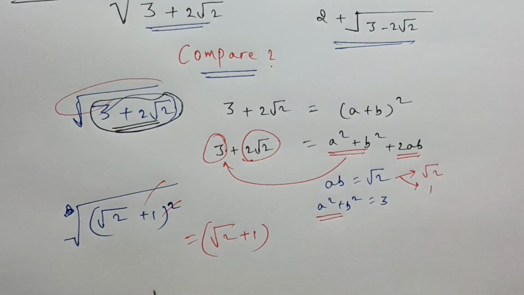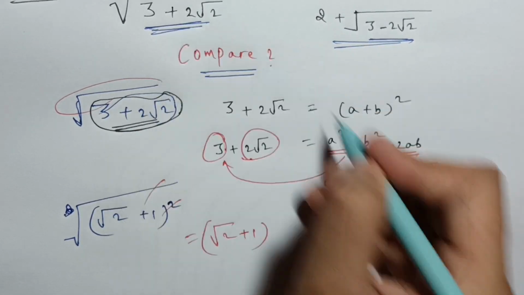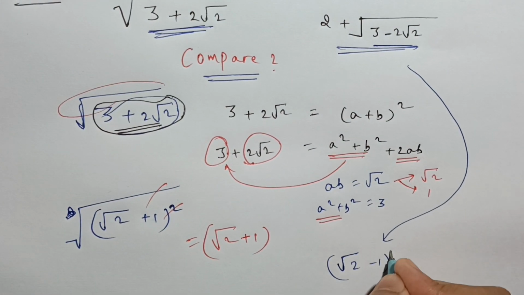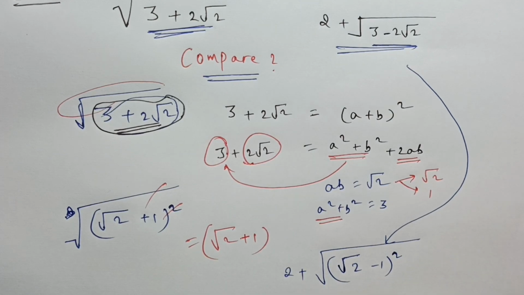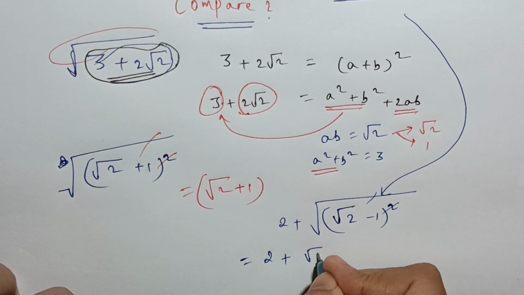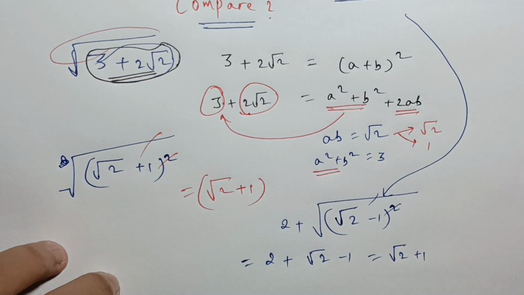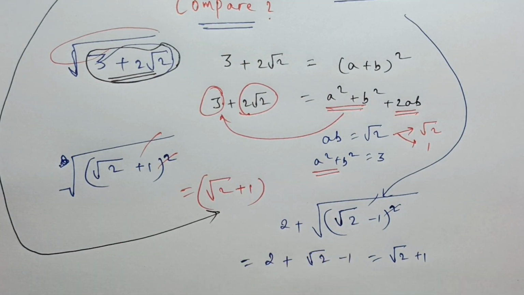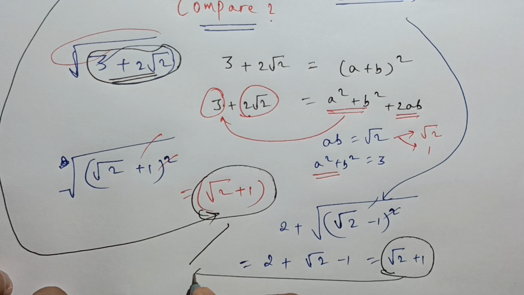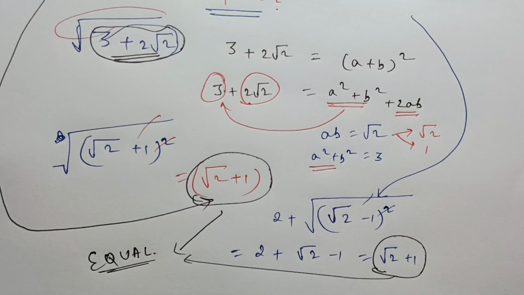Fine. Now notice one thing. This part and this part is almost the same, the only difference is minus and plus, right? So can I say that this would be root 2 minus 1 whole square? Right? Fine. So from here I'll get 2, this will be cancelled out, 2 plus root 2 minus 1. So from here I'll get root 2 plus 1. Okay. So from here I got root 2 plus 1 and from here I got root 2 plus 1. So obviously both are the same, right? Both are equal. So neither is larger, neither is smaller.